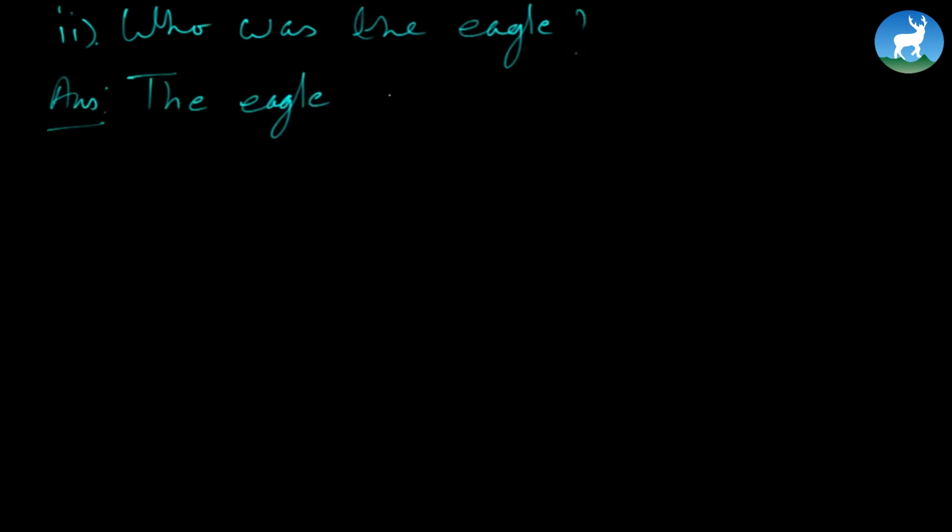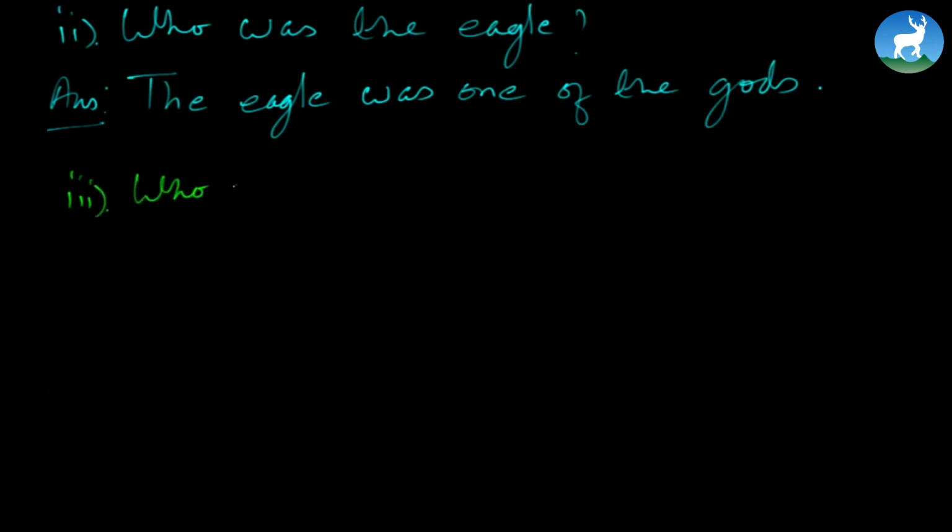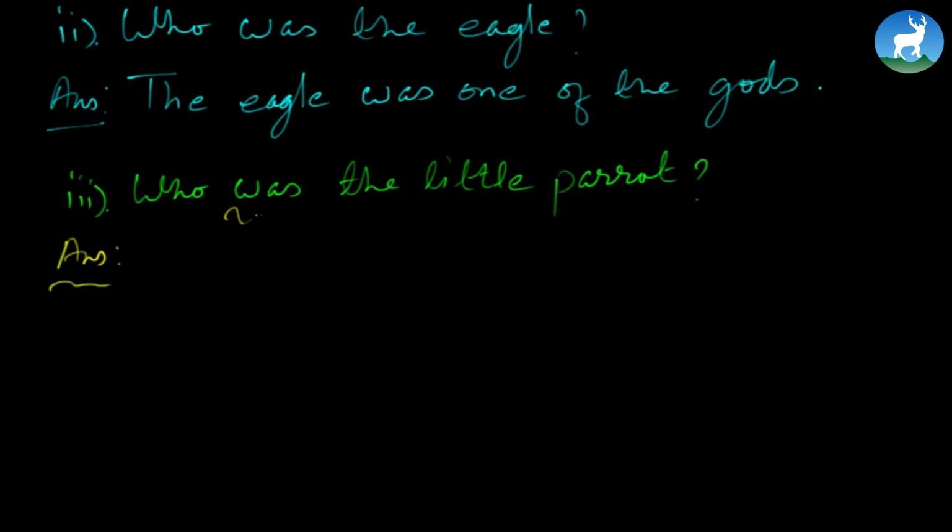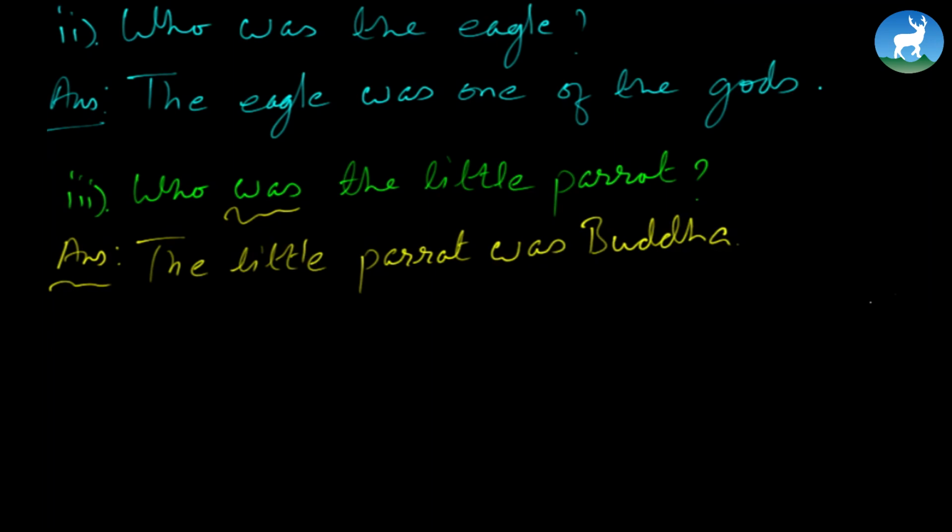Now, let's look at number 2. Who was the eagle? Answer. The eagle was one of the gods. Again, very simple question here. Number 3. Who was the little parrot? Again, see the auxiliary here is was. Make sure you answer it in the same auxiliary verb. All right, using the same auxiliary verb. The little parrot was Buddha. Little parrot was Buddha. Okay.